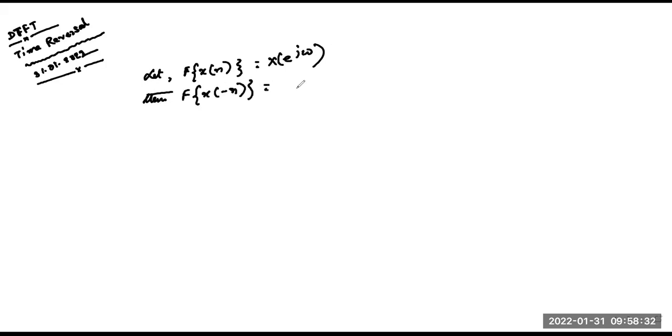So what is the time reversal property? It says that if the Fourier transform of x[n] is X(e^{jω}), then the Fourier transform of x[-n] will be X(e^{-jω}).